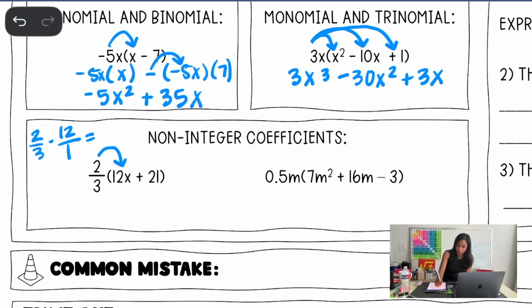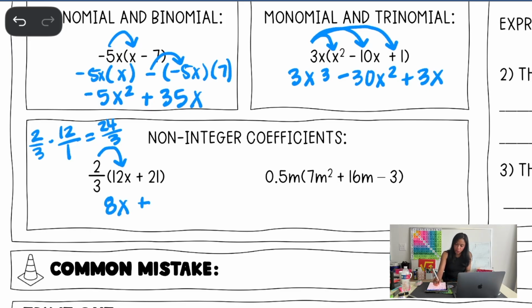That lets me know I can just do 48. Sorry, that's not even 48. Who's your math teacher, bro? 24 over 3. 24 over 3 is going to be 8. So 2/3 of 12x is going to be 8x.